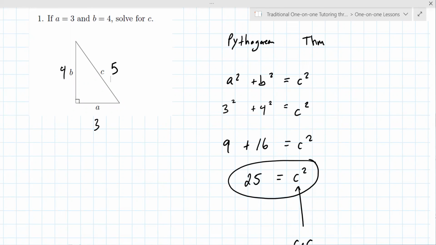Isn't that nice? Yeah, that's really cool. Okay, let's do another one. You ready to do another one? All right. Let's do another one here.